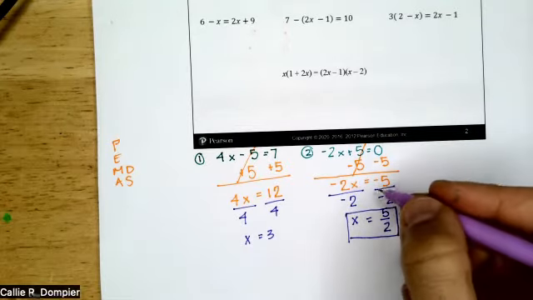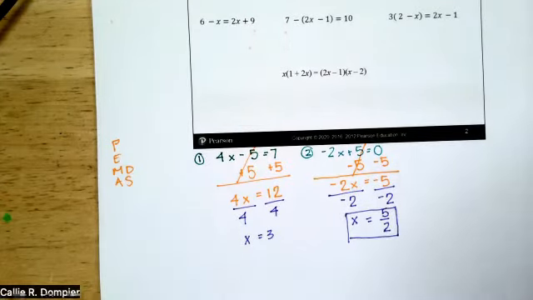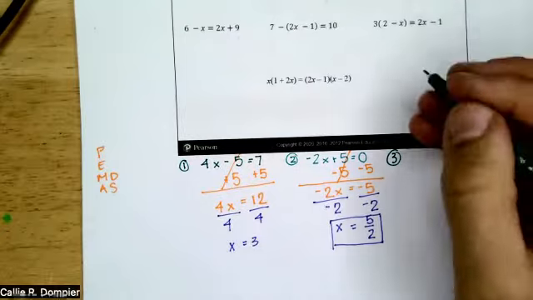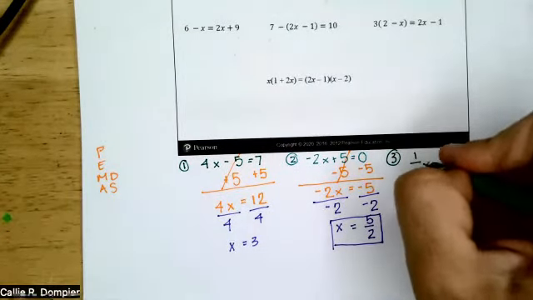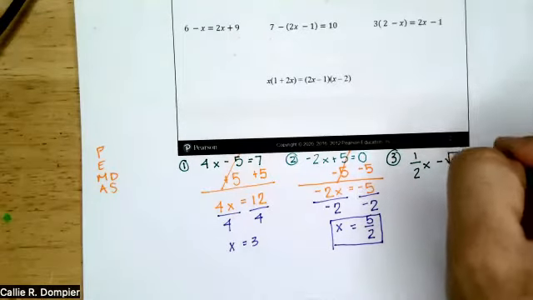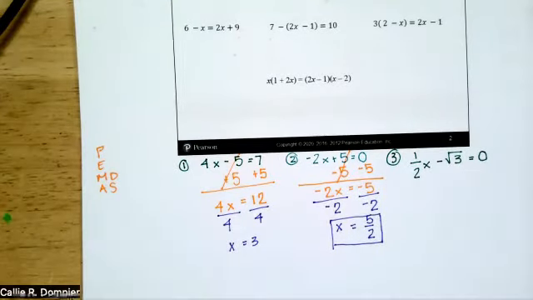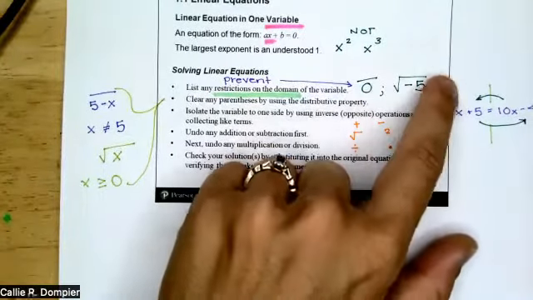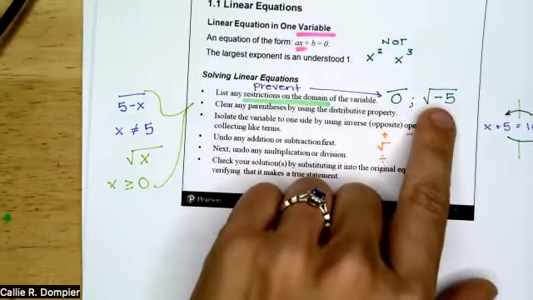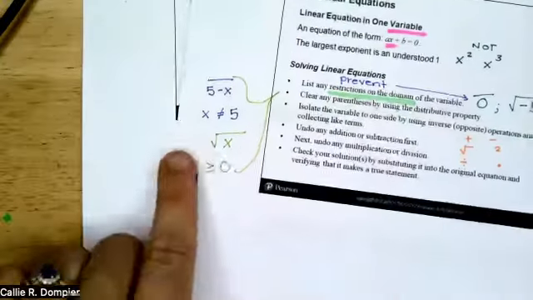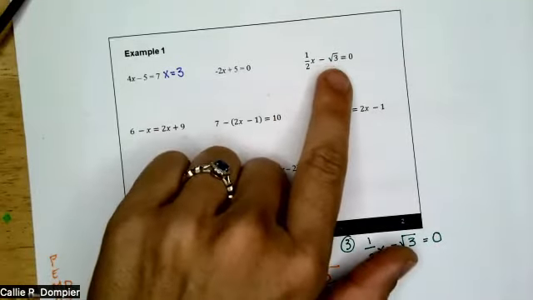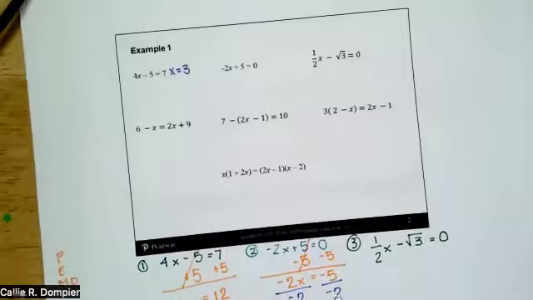Negative divided by negative becomes a positive. Number 3 is 1/2 x minus the square root of 3 equals 0. Remember, we're worried about getting a negative under the radical. You're only looking at the radical in terms of domain if your variable is under the radical. It's fine because there's no variable, just the number 3, and that won't change.